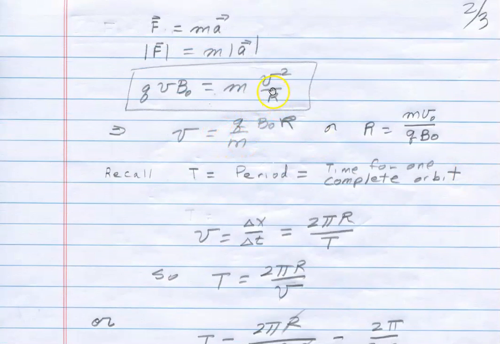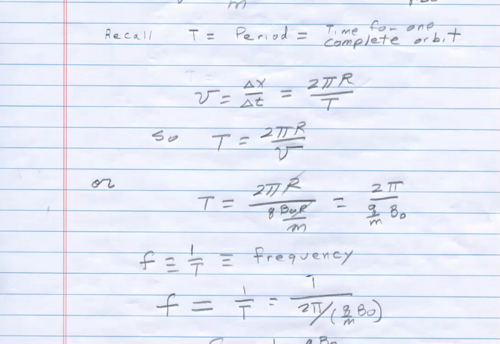One of the v's will cancel, and I can solve this for the velocity. If I know q, m, B naught, and measure the radius, then I can get the velocity. Alternatively, if I know the velocity, the speed it's moving, then I can solve this for r. It's simply going to be m times v, here I put a naught on it because it is constant, divided by q B naught. So depending on what you know, you might find the velocity, or you might find the radius of the circle that it moves in.